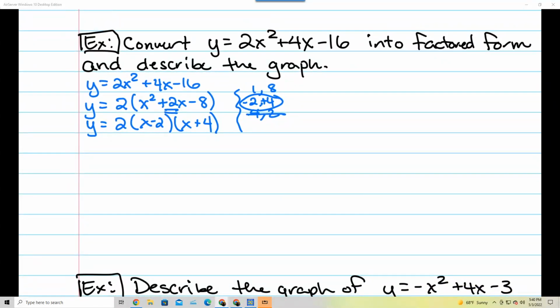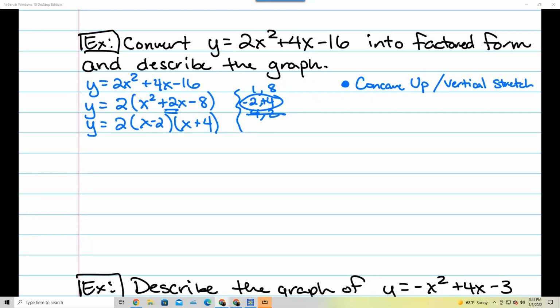I know for a fact you can always talk about your a value. It doesn't matter what method you're using. So my a value is 2. Since my a value is 2, I know that it's positive, so it's going to be concave up. And because I have 2, a number bigger than 1, and when you multiply by a number bigger than 1, it's going to make it stretch. Okay, so this is going to be a vertical stretch. That takes care of my first thing.